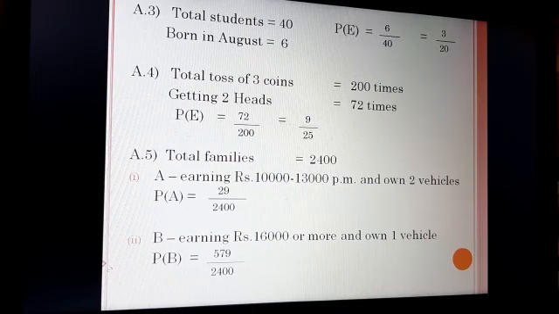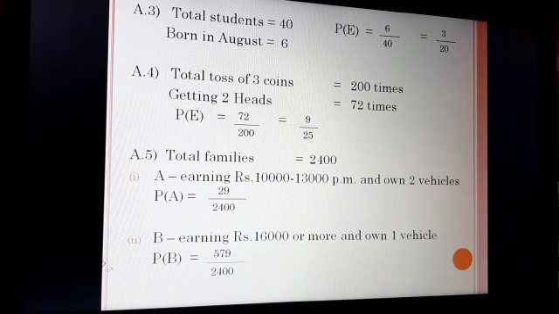Then next, the total families are 2400, and they have given a table showing the earnings and the vehicles owned by each earning group of family. In this there are 5 probability questions. First one: earning rupees 10,000 to 13,000 per month and owning 2 vehicles. In the row 10,000 to 13,000, with 2 vehicles, we have 29 in the table. So I have taken 29 upon 2400. Because it cannot be reduced, as 29 is a prime number, I have left it as it is.